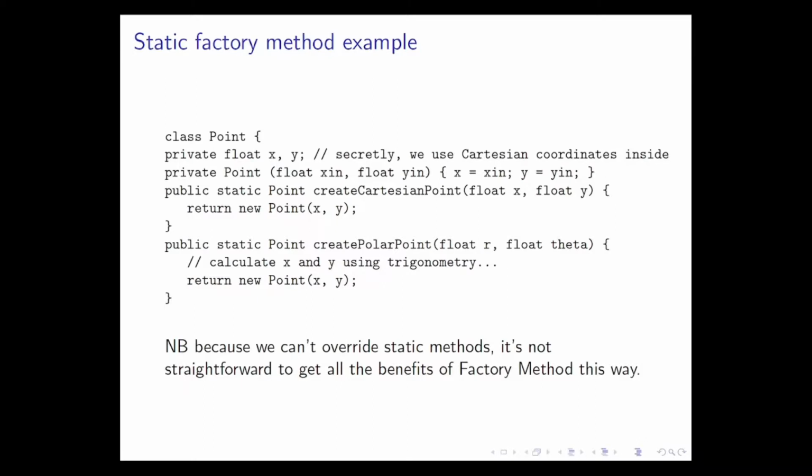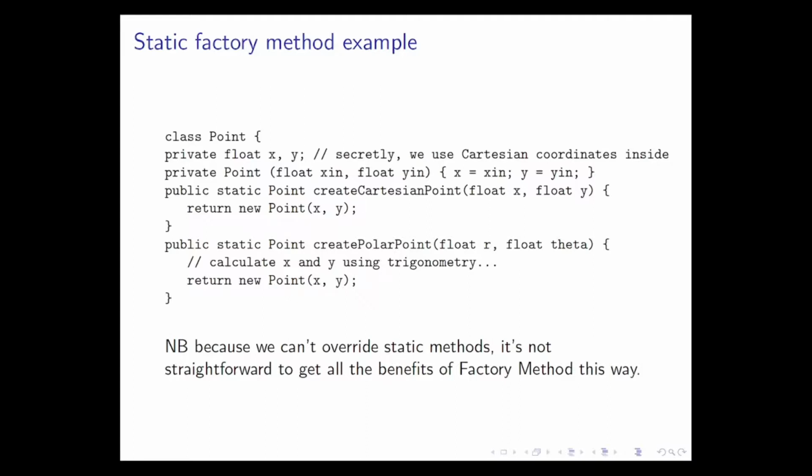But the interesting thing is we've also got another static factory method here, which creates a point from two different kinds of floats, one of which is going to be the radius and one of which is going to be the angle for the point represented in polar coordinates.